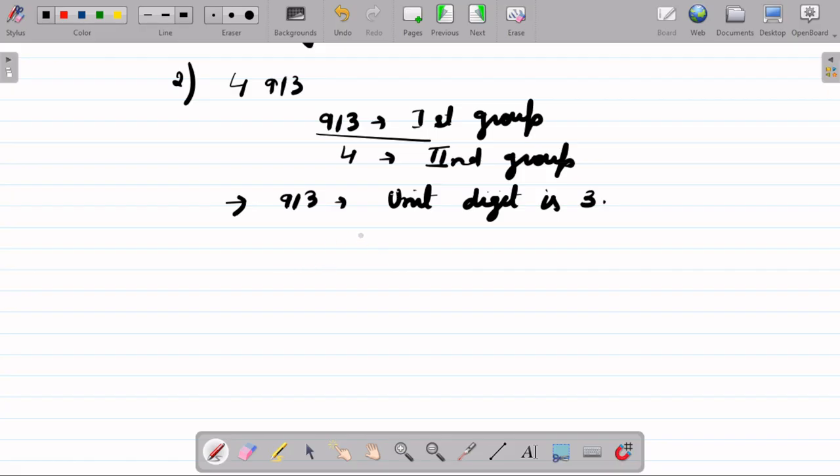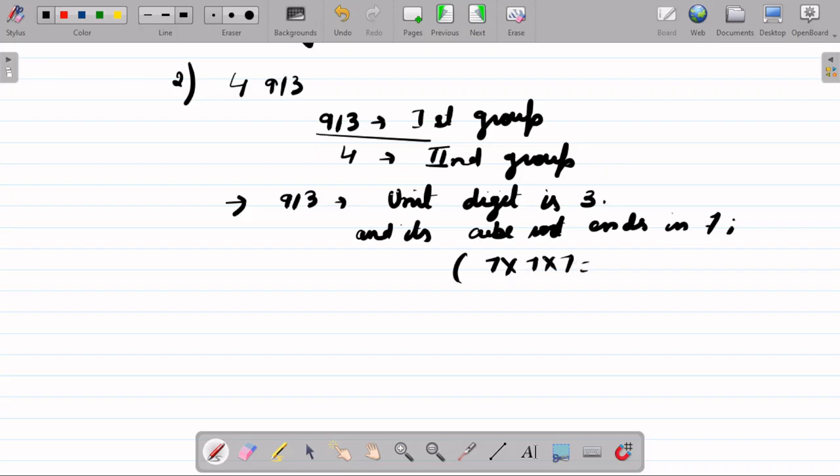And its cube root ends in 7. How do I know that? 7 cross 7 cross 7 is 343, right? And we are getting unit place 3.